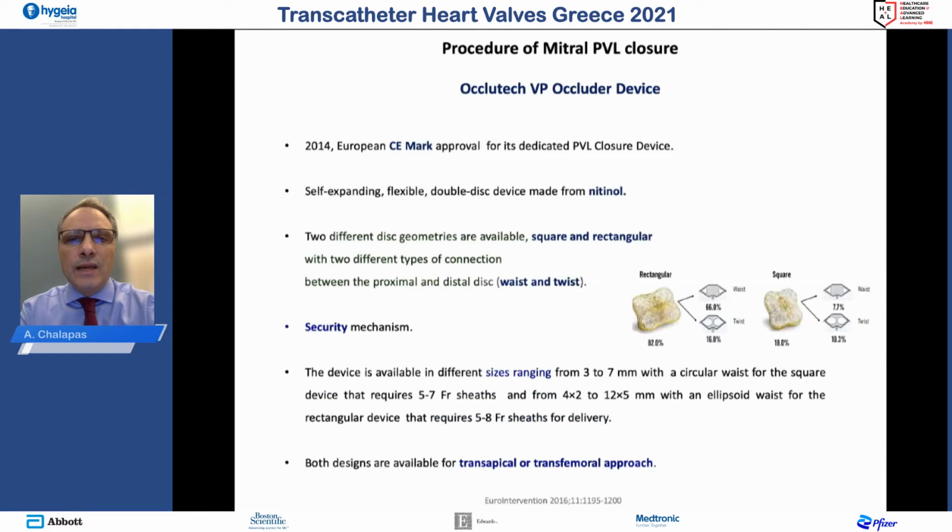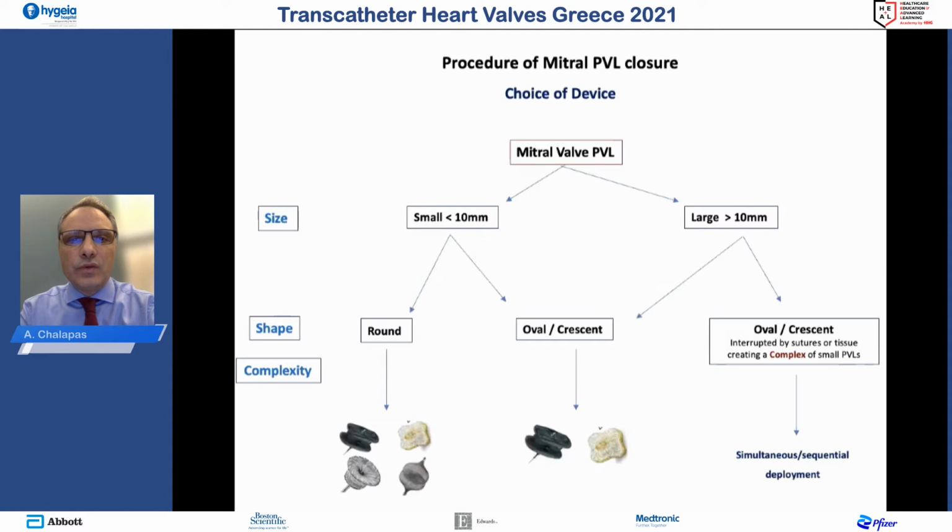The only dedicated device up to now is the Occlutech, CE marked since 2014, made of nitinol. It is a double disc device with two geometries, square and rectangular, with a secure locking mechanism, and can be applied for both transapical and transfemoral approach. And in this configuration, we can see the most important parameters that we have to estimate in order to choose the correct device.